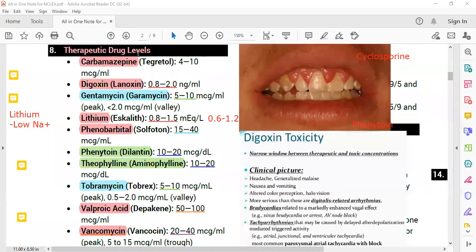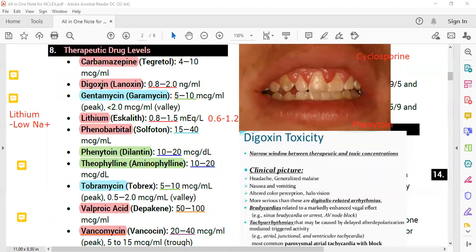Therapeutic drug levels. Here we get a list of drugs and their therapeutic levels. If you give them less than this, the drug does not work. If it is more than this, they will be toxic. Carbamazepine is an anticonvulsant, anti-seizure medication. Therapeutic index is 4 to 10 micrograms per dL.